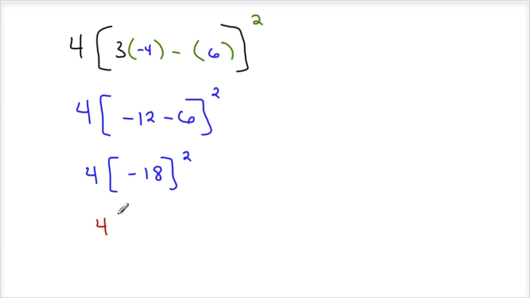So I have 4 times 324. And then finally, 4 times 324, we get 1,296.